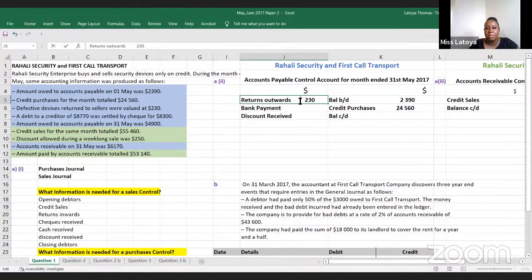You all help me add and balance. They want us in the question to make sure it underlines or balances at the end. So you all will help me add the transactions on both sides. The bank payment was 8,000. Again, I highlighted all the information for the purchases control in blue. So the bank payment information total is 8,300. The discount received is 470.